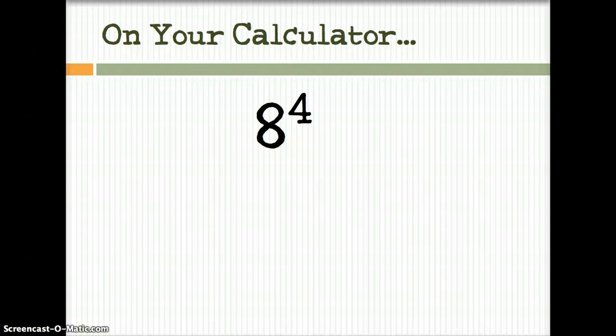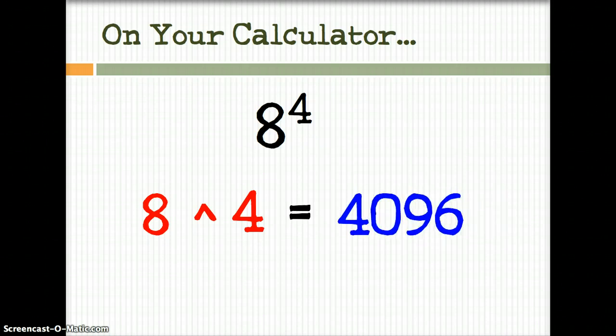Well, 8 to the 4th power, what you're going to do is you're going to punch in the number 8. Then you're going to punch in the caret, and this looks like a less than or greater than sign that's kind of pointing up. So look for that. It's called a caret, so look for that. And then you're going to punch in the 4 and then hit equals, and you will get 4,096.